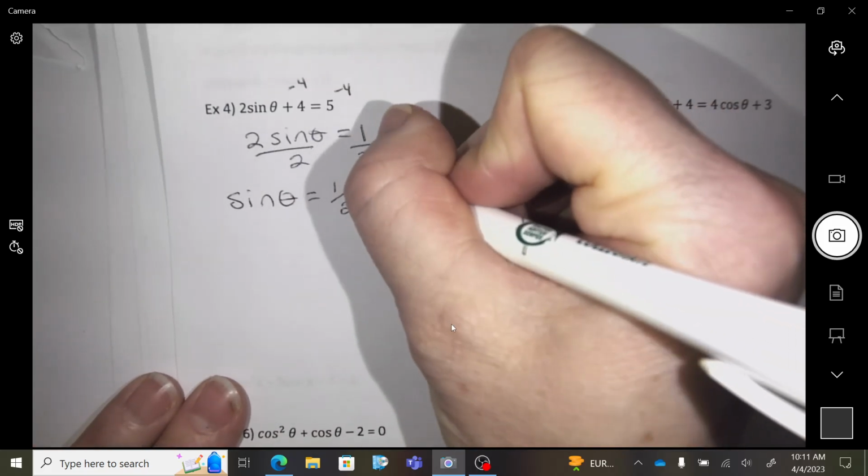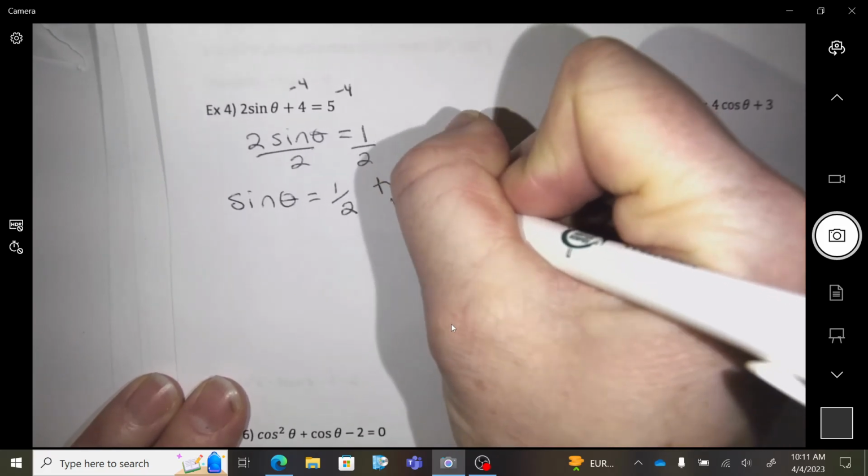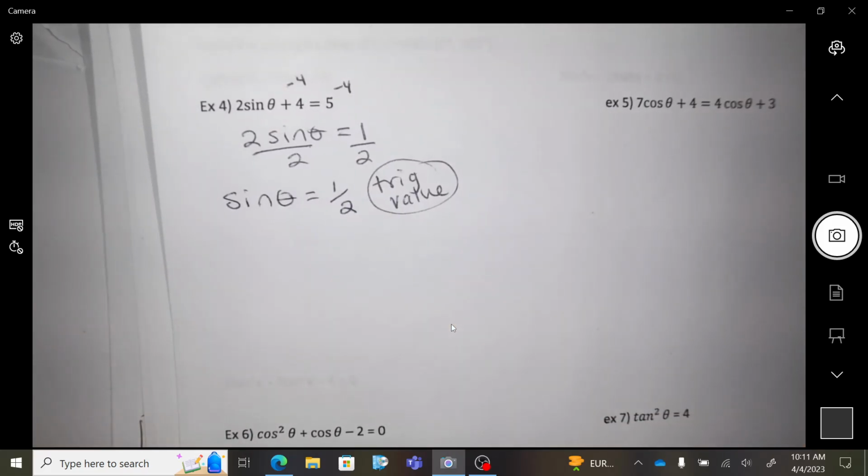This is the trig value. That's all we did, was just the trig value. For some reason, I get people who stop there on a test because they think that they found the solution, which is for the angle. All you found was the trig value. Okay, so don't stop there because you're going to get 10%. Okay, next.